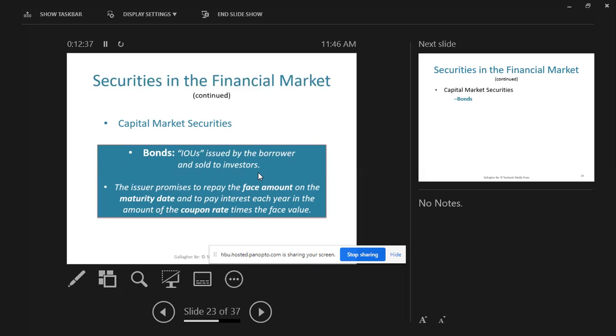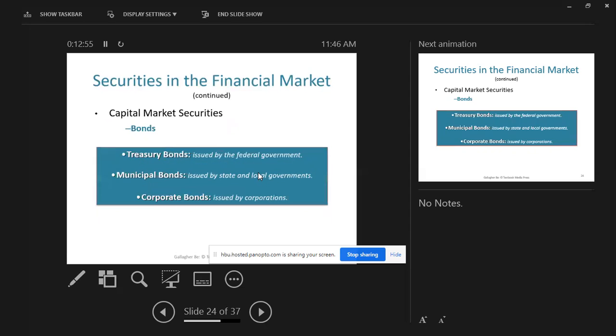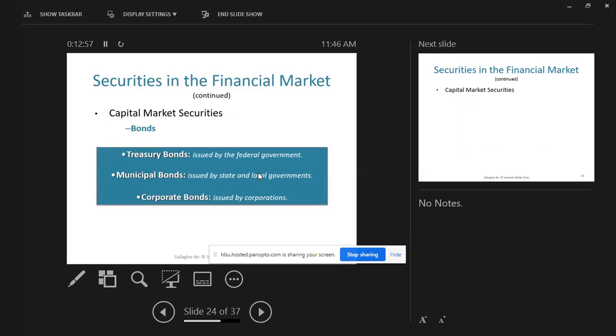So interest rate is determined by the market. So you might have to look at the coupon. The coupon is the interest. The bond could be issued by the federal government. We call them treasury bonds. Talking about T-bills, T-notes, and T-bonds issued by the federal government.